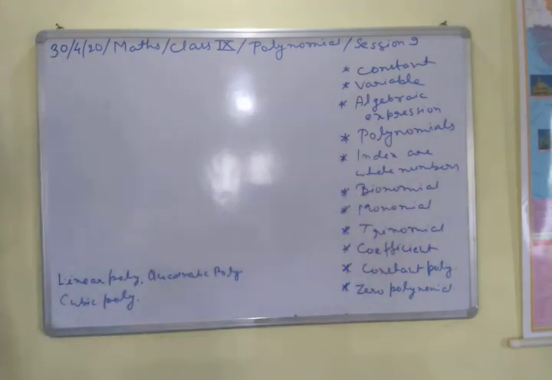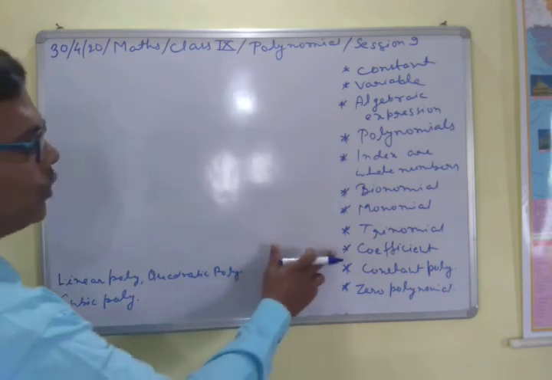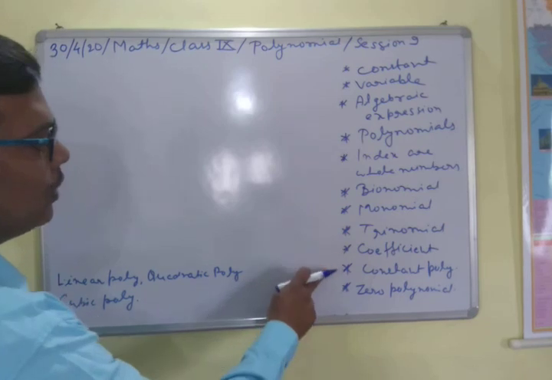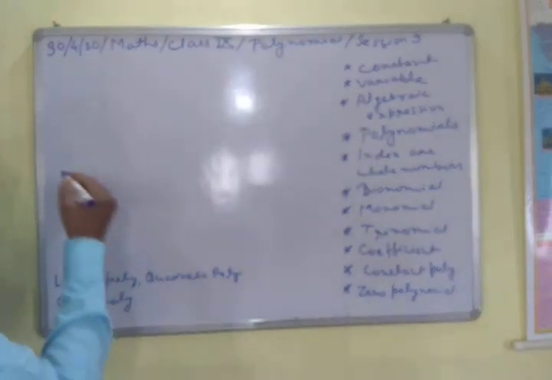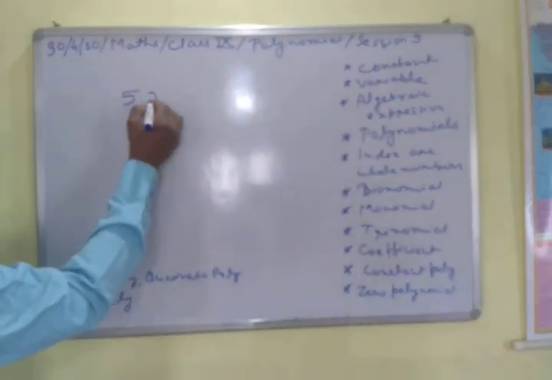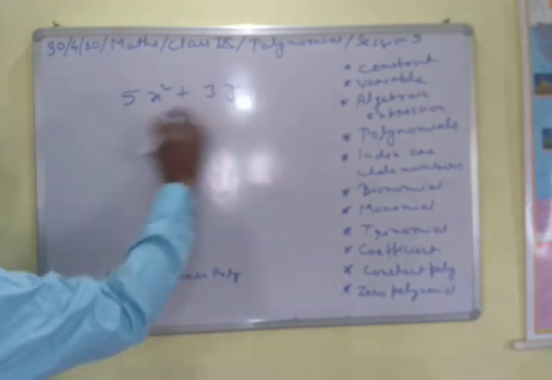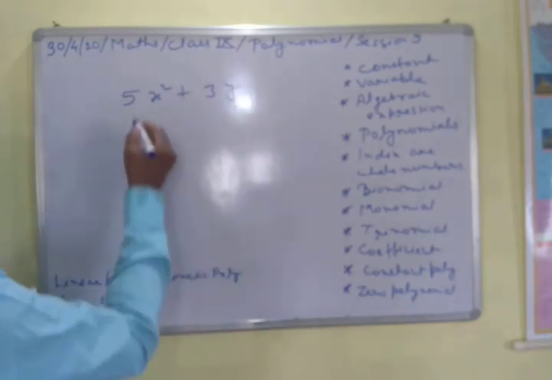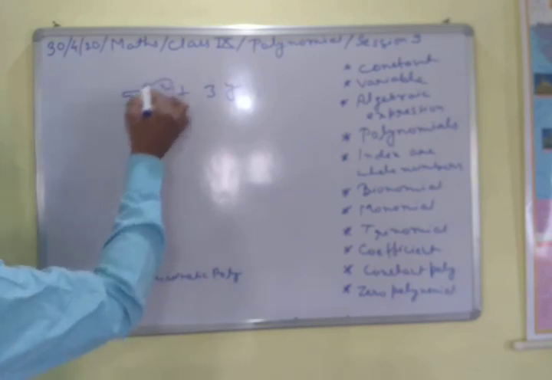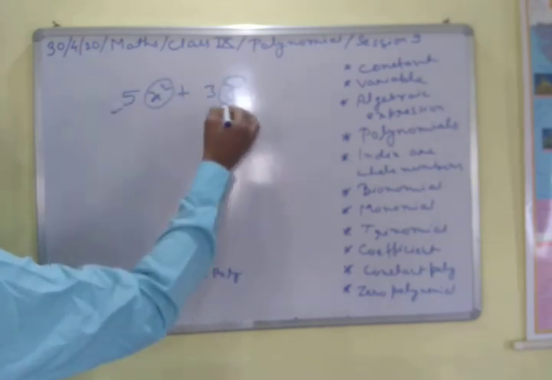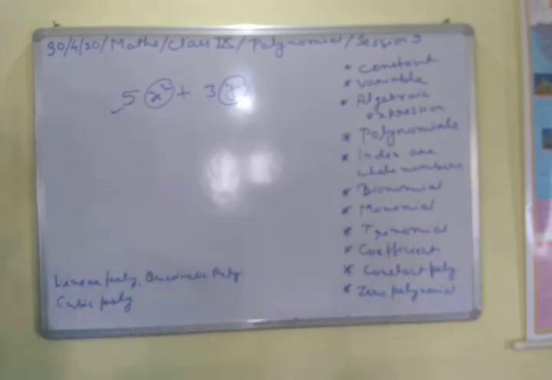Then next comes here what is the meaning of the coefficient here? Then coefficient and the constant. First, what is the meaning of coefficient here? Suppose I write here that 5x square plus 3y here. So in this polynomial, here the coefficient of x square is 5 and the coefficient of y is here 3. So this is the meaning of coefficient.